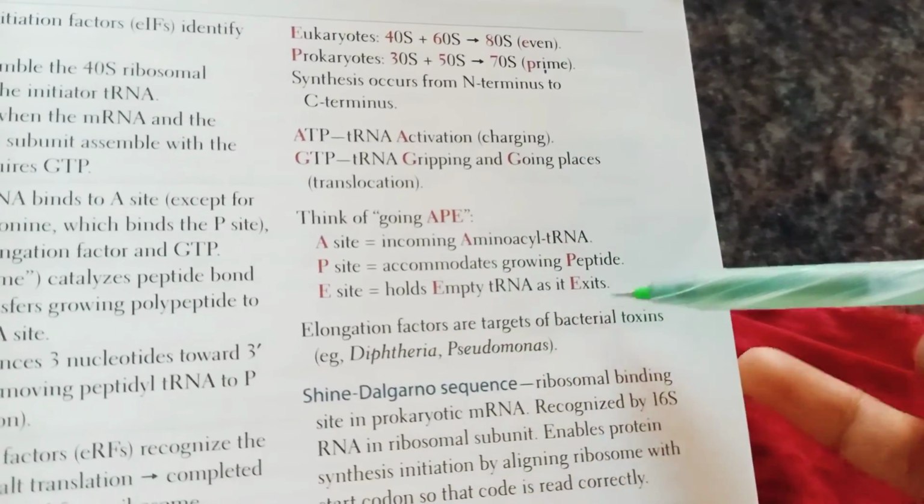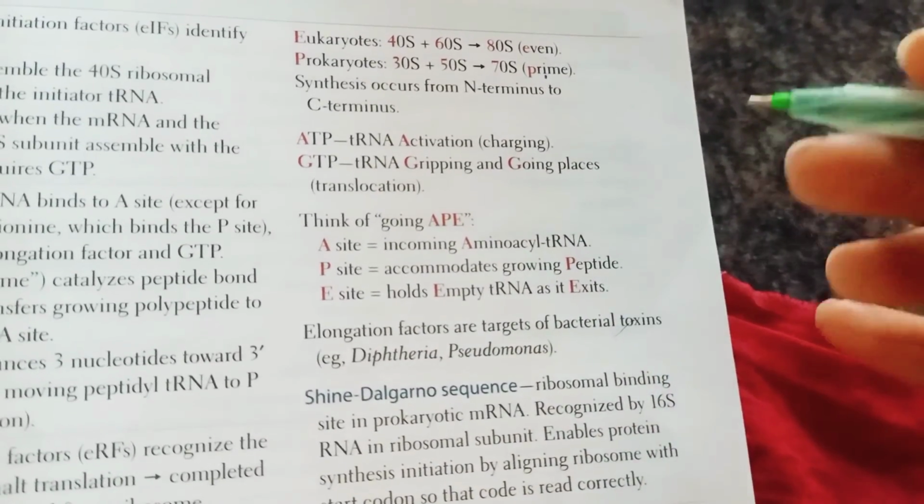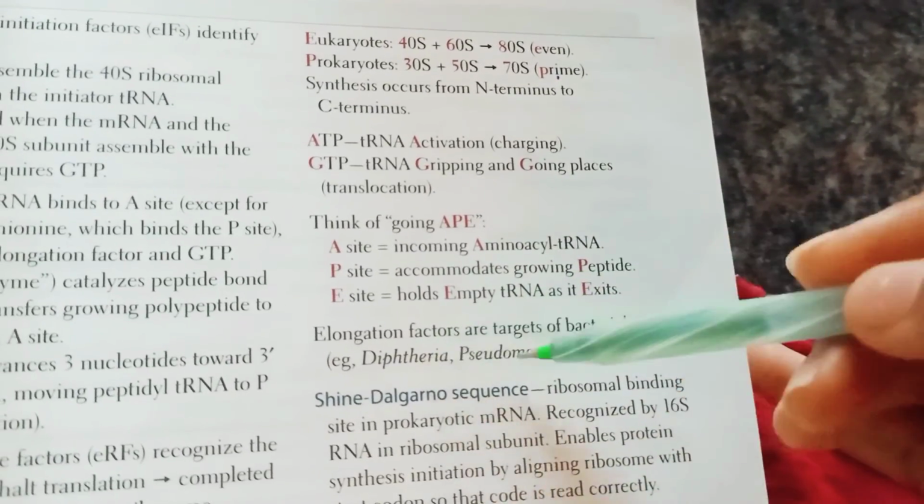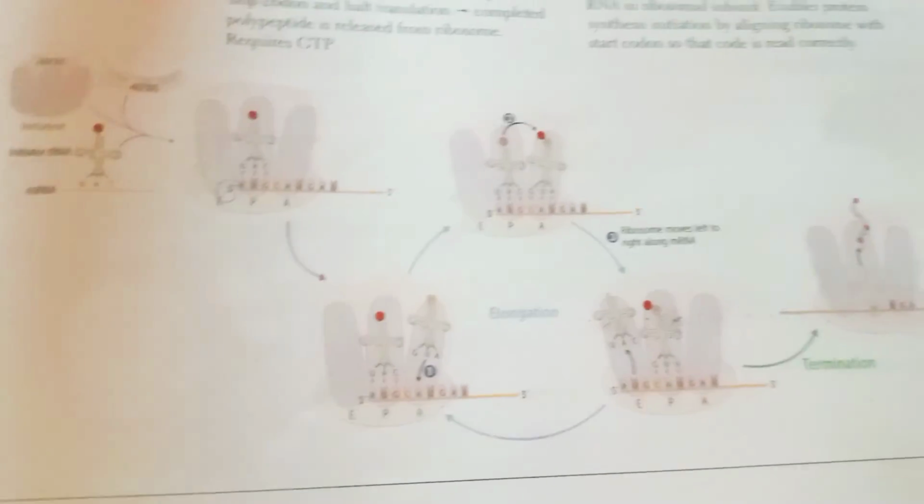Elongation factors are actually a target for bacterial toxins because they want to prevent the elongation. Like diphtheria and Pseudomonas, they attack the elongation factor.